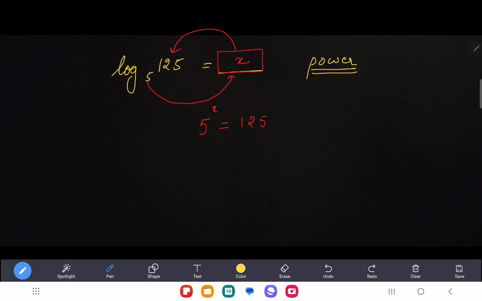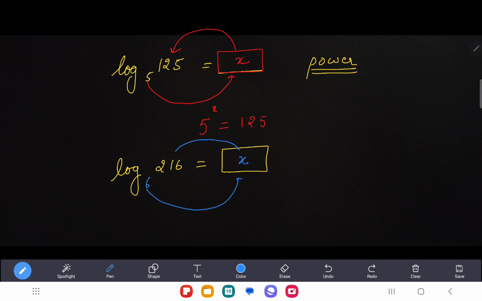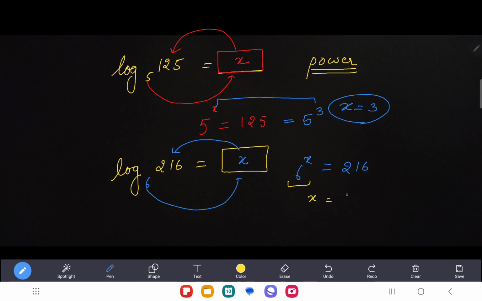If it gives me log 216 to the base 6, so you have to think in your mind that 6 raised to the power what, x, should give me 216. So you will write it down: 6 raised to power x shall give me 216. So this is going to become 6 cube. So x here is going to be 3. Are you understanding? Here it is going to be 6 into 6 into 6, so here also it is going to be 3 only.